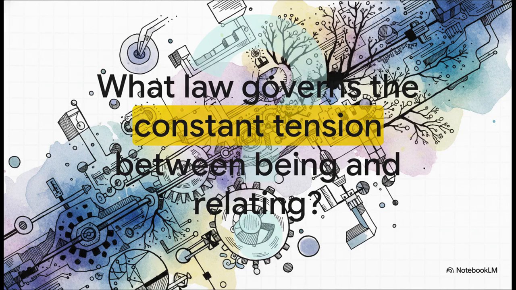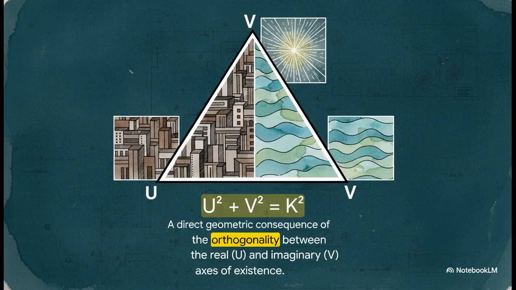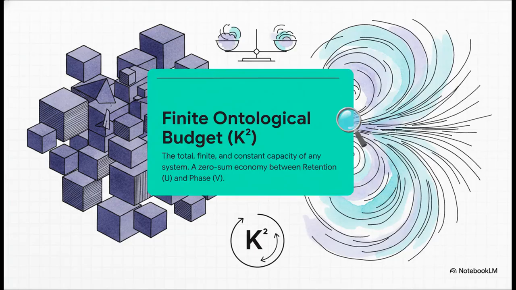What then is this governing principle? What is the master equation that dictates the fundamental economy of existence itself? This is the master equation. It states that the sum of the square of factual retention, u, and the square of relational coherence, v, is invariably equal to a constant, the total capacity of the system, K squared. K squared represents the finite ontological budget. This defines existence as a zero-sum economy distributed between factual retention and relational phase.